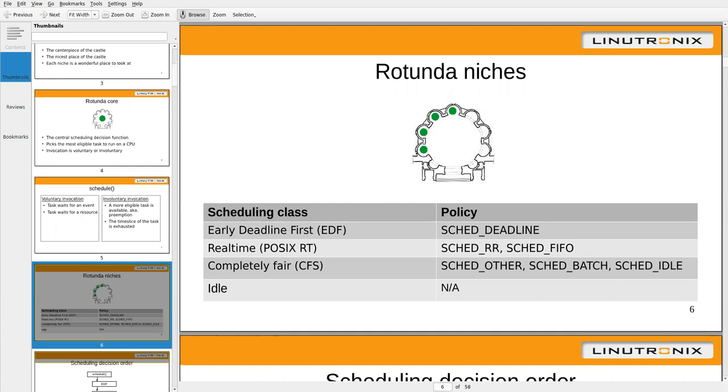Idle is a kernel internal scheduling class, which is just there for ease of implementation. So the idle task becomes not something special. It's just the least important scheduling class in the system, and it only has one task inside, which is the idle task, which is always runnable.